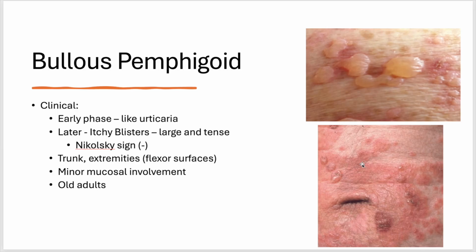These bullae are very large and can be sturdy and rigid, not like the flaccid ones you will see in pemphigus foliaceus or pemphigus vulgaris. And Nikolsky sign is negative. Remember, that one is positive in pemphigus, which makes sense since here the epidermis is intact. Distribution-wise, it tends to affect the trunk and the flexor surfaces of the extremities, and mucosal involvement is minimal or absent. Those are the key differences between pemphigus and bullous pemphigoid. This is the goid, not the gus, okay?